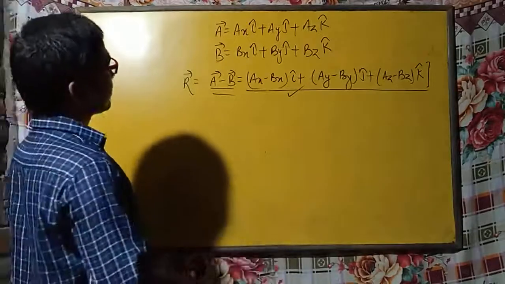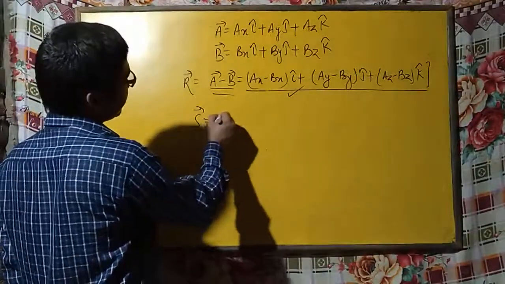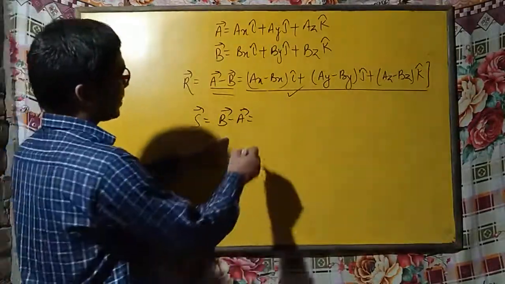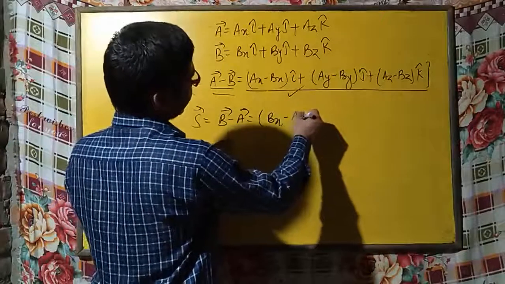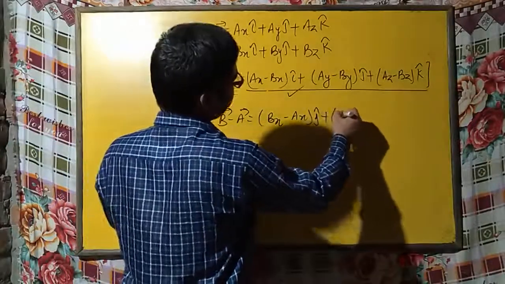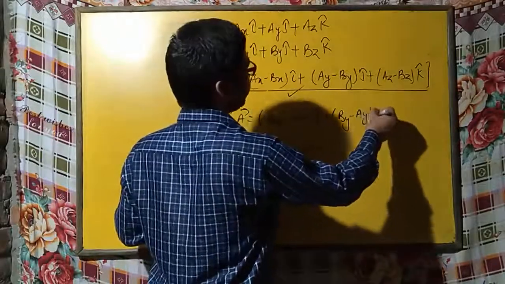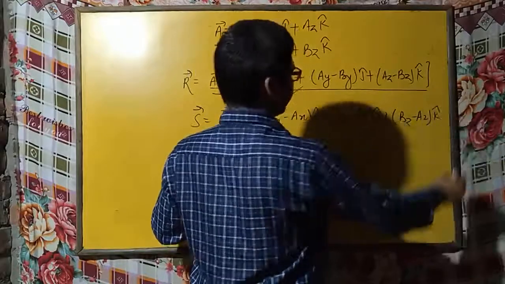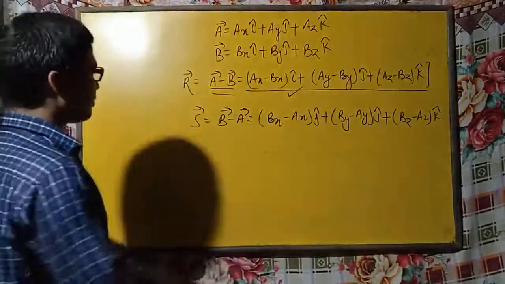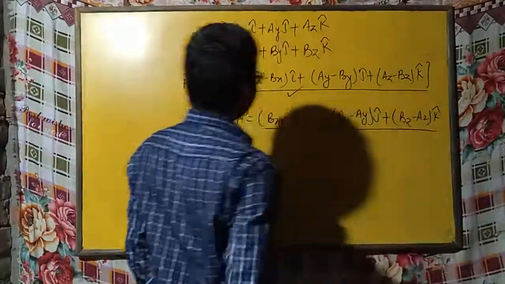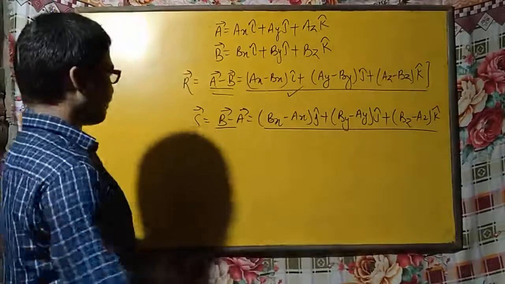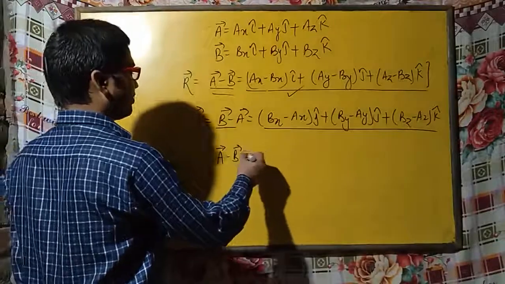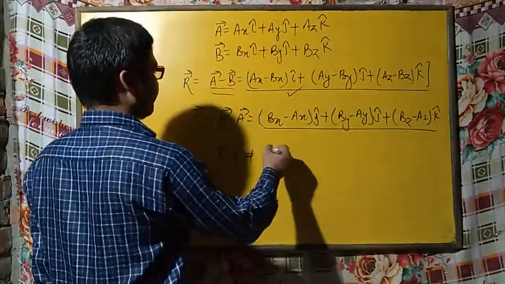Now you should write this. If you want to find out b minus a, then what will be the result? So your result will be like this: (bx minus ax)i plus (by minus ay)j plus (bz minus az)k. This is the final result. So if you want to find out b minus a, you can use this formula. If you want to find out a minus b, you can use this formula. It means, you can see here, a minus b is not equal to b minus a.